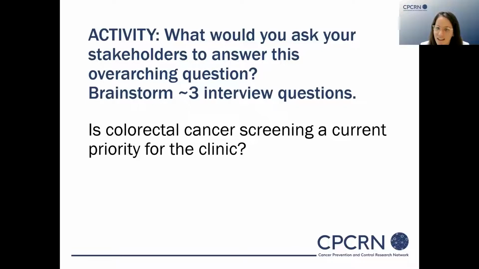Nice. Any others? What screenings does your clinic currently provide or discuss with patients? Yeah, I like that one a lot. That's open-ended, and it also leaves it up to them to mention if colorectal cancer screening is what they are currently working on. And then that will help you determine if it's a priority for them.